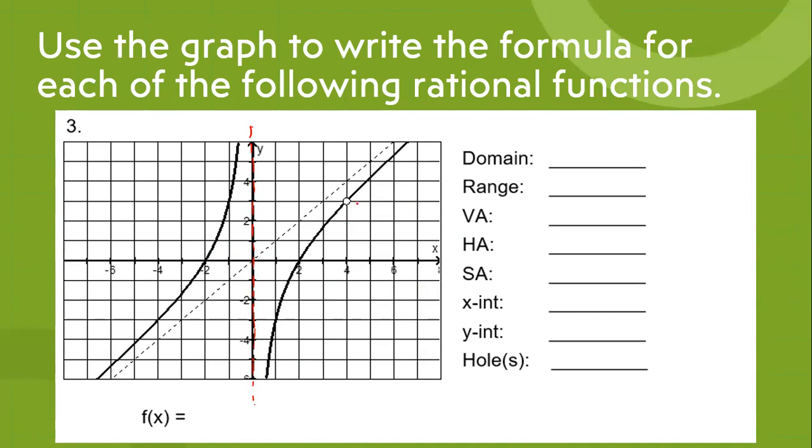We have a couple spots, right? We have a vertical asymptote at x equals 0, and we have a hole here. So my domain is not all real numbers, it's all real numbers, but x cannot equal what? 0 and 4.